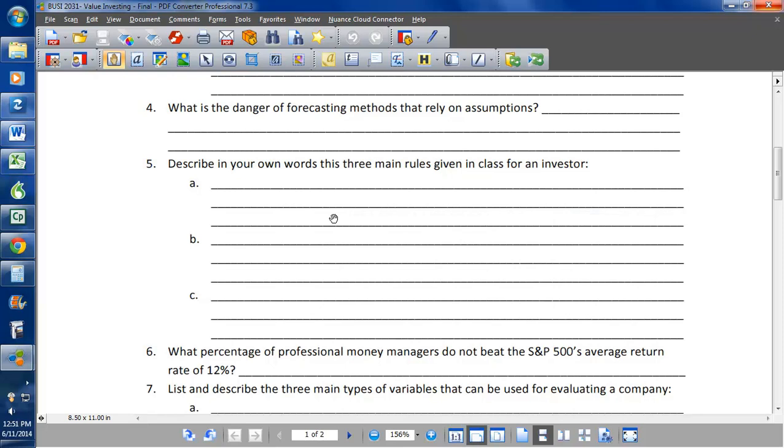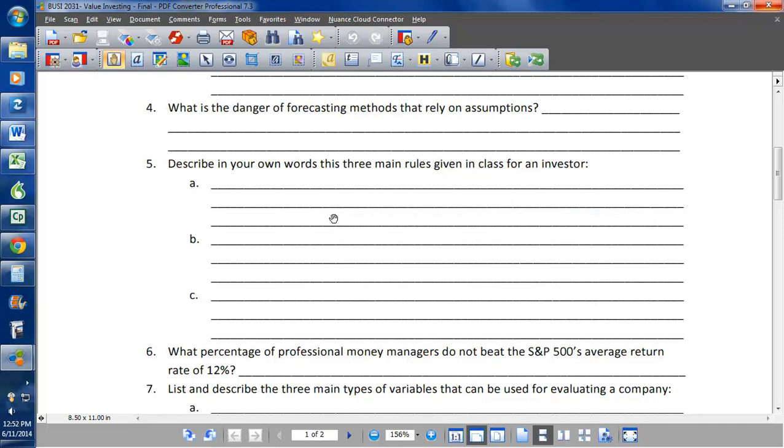Okay. Number six, what percentage of professional money managers do not beat the S&P 500's average return rate of 12% a year? So the S&P 500, that's 500 stocks that kind of give an estimate of the economy, so to speak, and a lot of people use those as benchmarks because the average rate of return for the S&P 500 has been about 12%. And if you just took an index, which is an equal share in all 500 of these companies, and you invested in an index fund that does that. An index fund is a fund that invests in a set number of stocks equally.